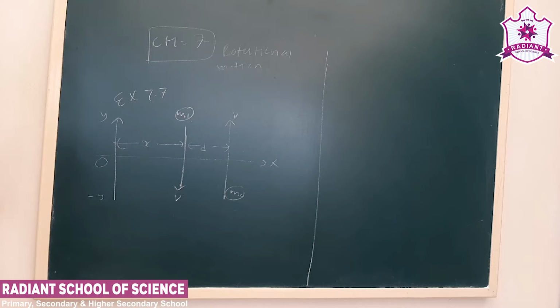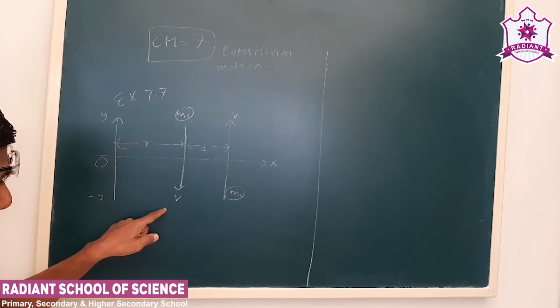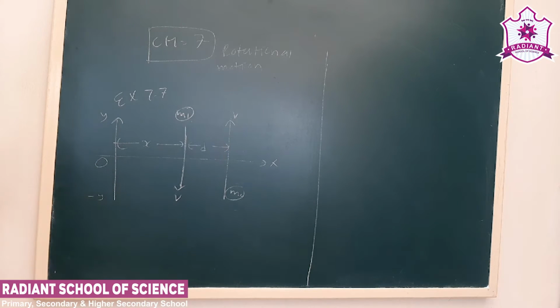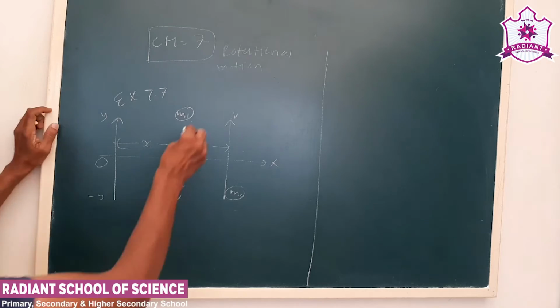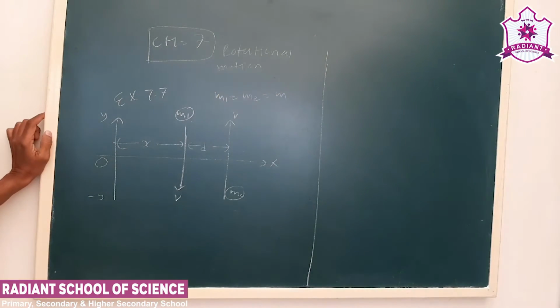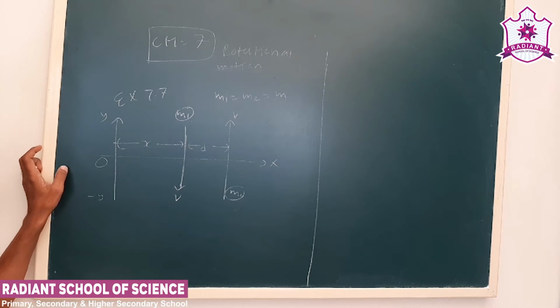The question says it is a two particle system. The mass m1 moves with velocity v and mass m2 moves with velocity v2, and both particles have the same mass. So we have to prove that angular momentum does not depend on the position, or the reference point.